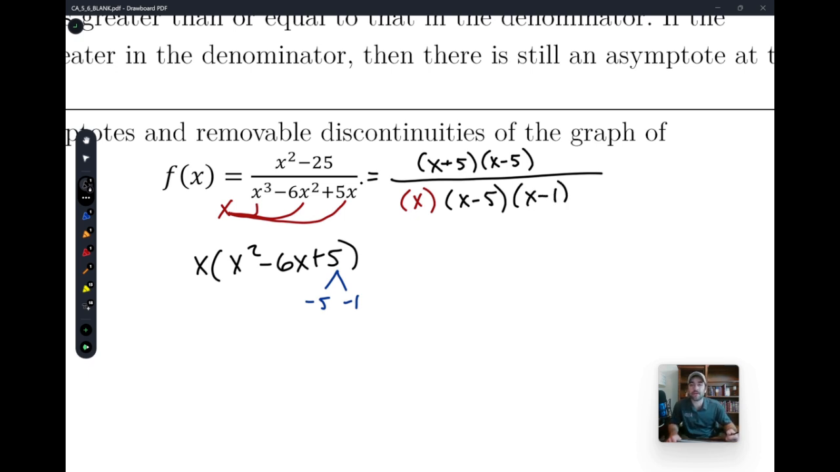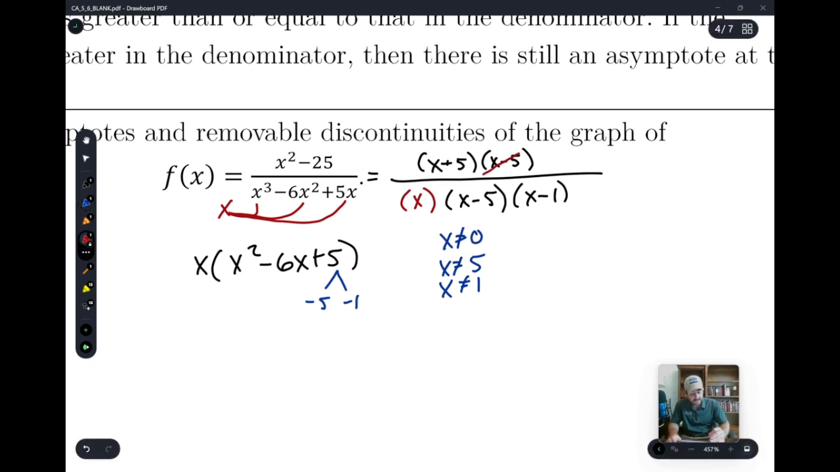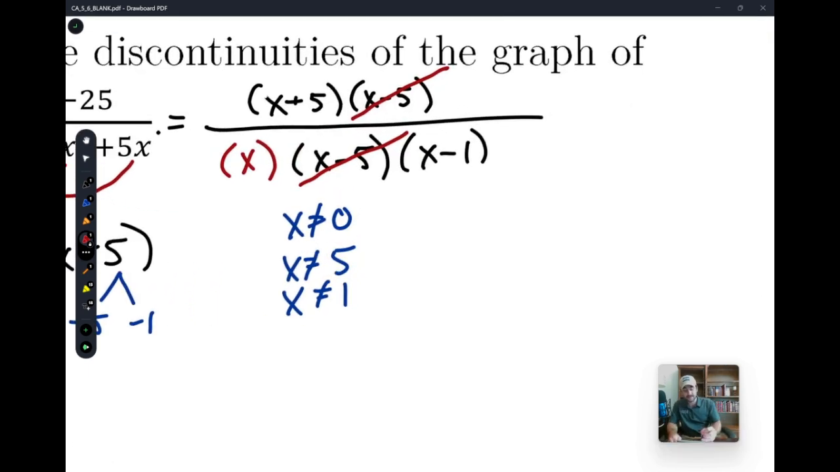And so you'll notice we have 3 domain restrictions. We have x cannot be 0 from the first term, x cannot be 5 from the second term, and x cannot be 1. Now that's true, but let's find out what type each of these is. So because one of those factors can eliminate itself, or factors out, you still can't let x be 5, but that's not going to affect what the function looks like. And so when they cancel out like that, or when you turn into 1 on top of each other, that x equals 5 is known as a removable hole, or a removable discontinuity.